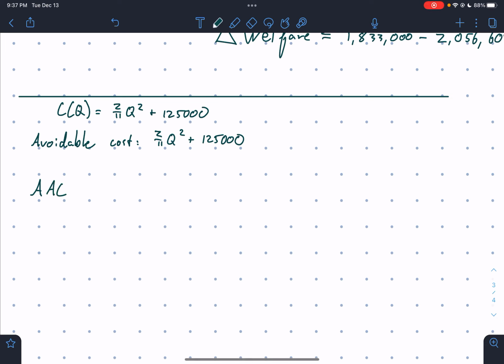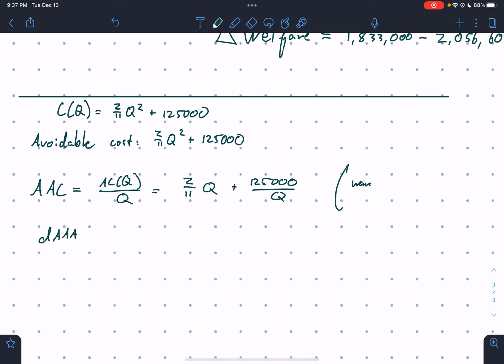Average avoidable cost is equal to AC of Q divided by Q. So it's going to be 2 over 11 Q plus 125,000 divided by Q. So we want to find the minimum of the average avoidable cost.